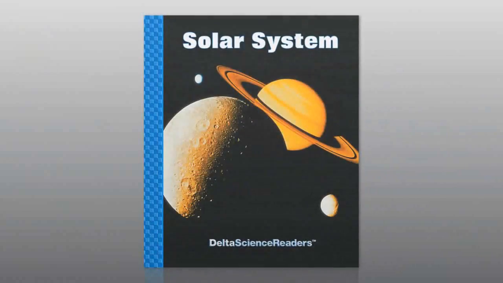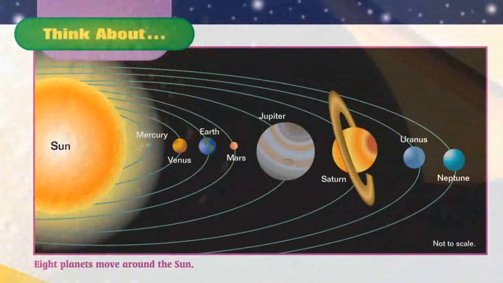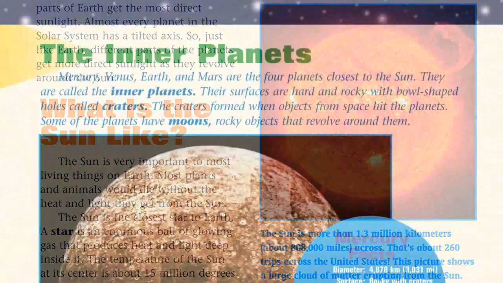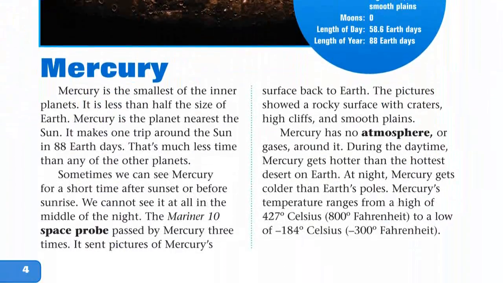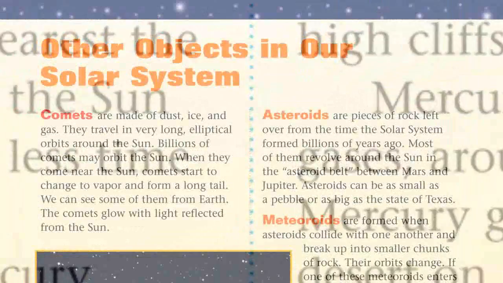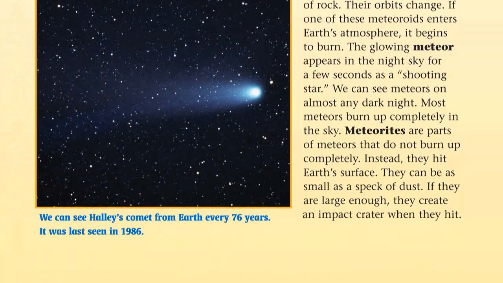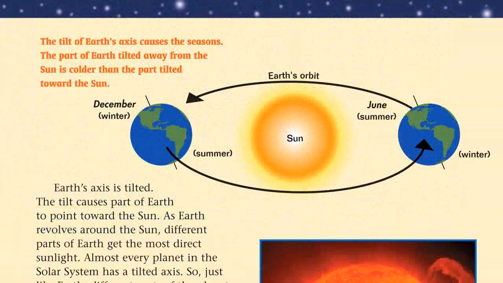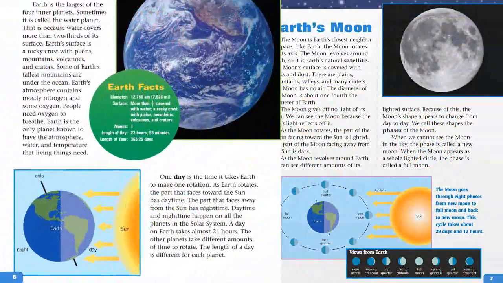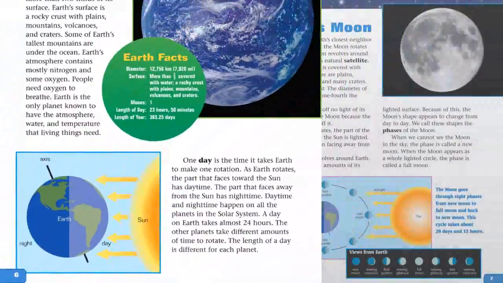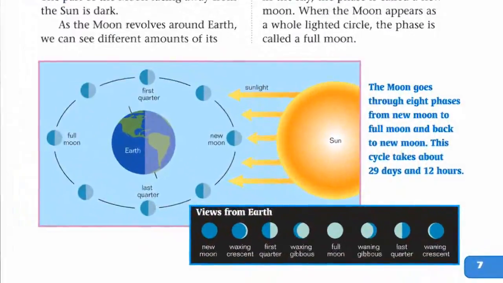In the Delta Science Reader Solar System, students take an exciting tour of the Sun, the planets, and other space objects such as comets, dwarf planets, asteroids, and meteoroids. Students read about the rotation and revolution of the planets and the causes of night and day, seasonal changes, and the phases of the moon.